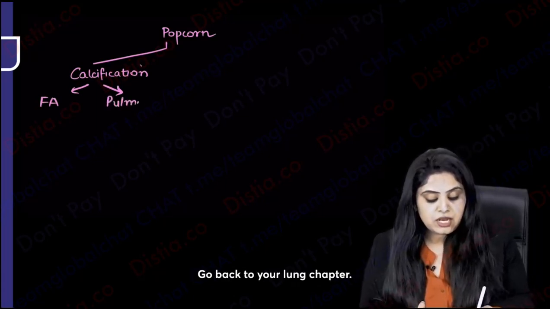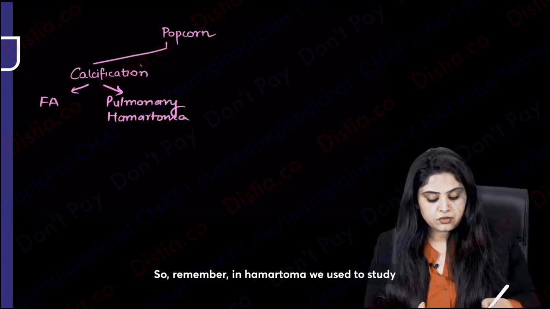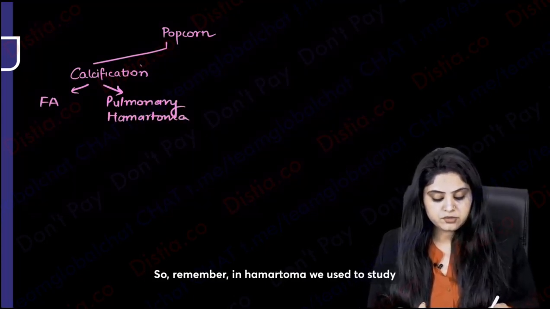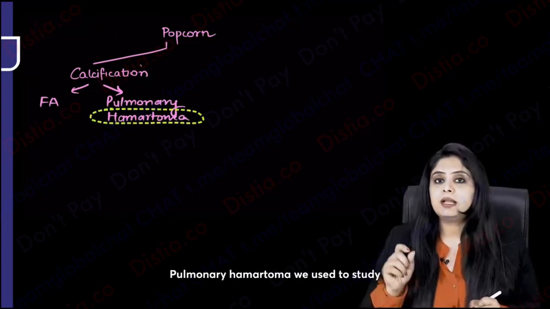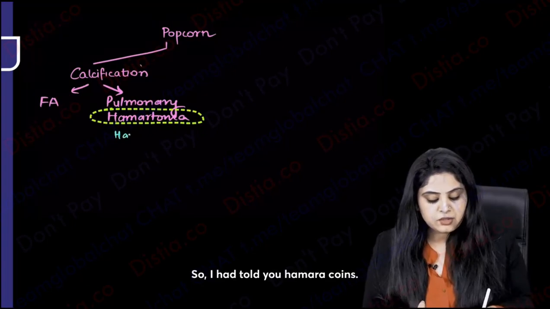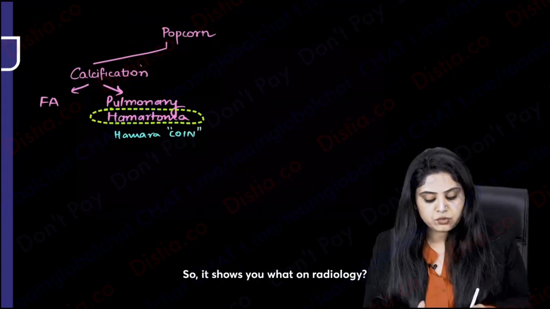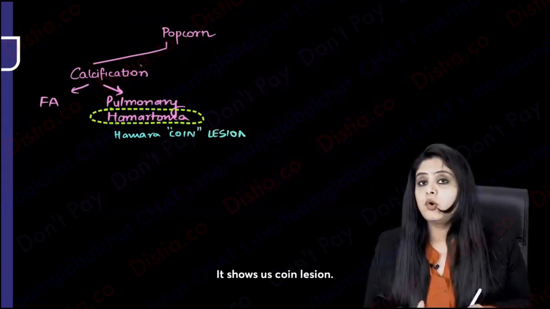Go back to your lung chapter. You have studied it under pulmonary hamartoma. So remember, in hamartoma we used to study a hamara thing. Pulmonary hamartoma, we used to study hamare paise, hamara popcorn. So I had told you hamara coins meant hamare paise. So what does it show on radiology? It shows us a coin lesion.